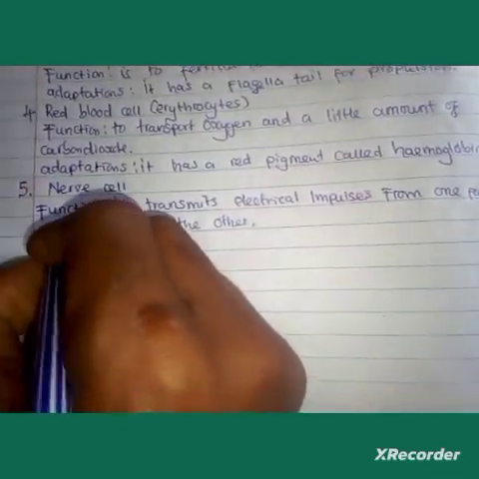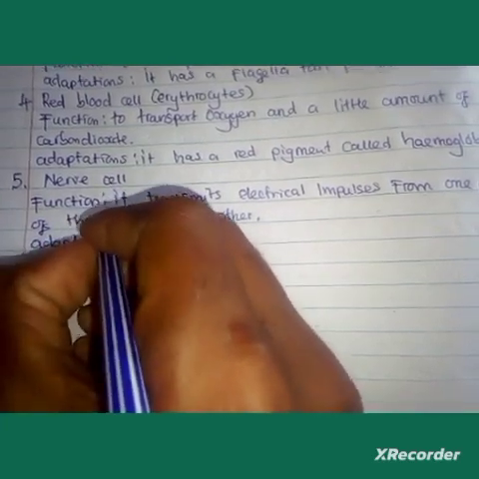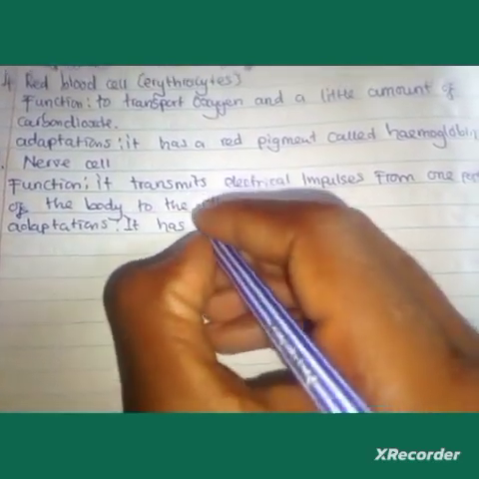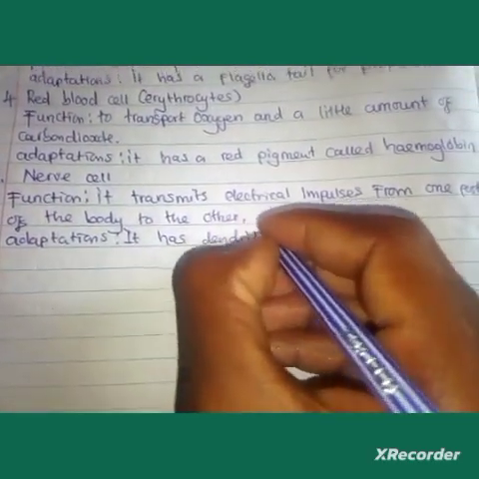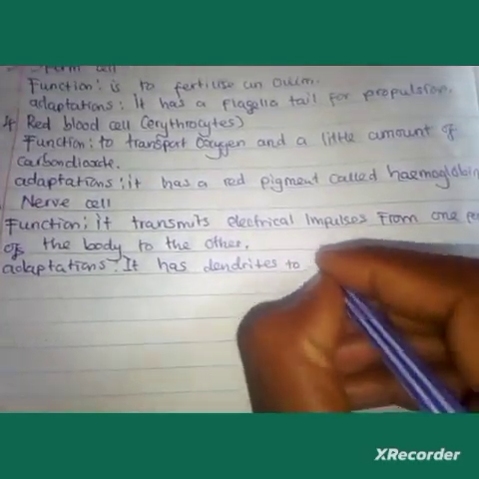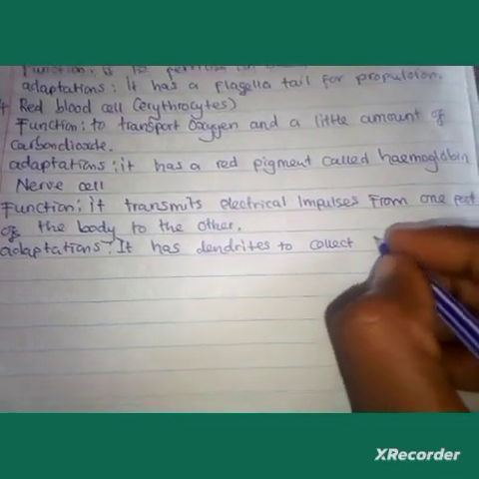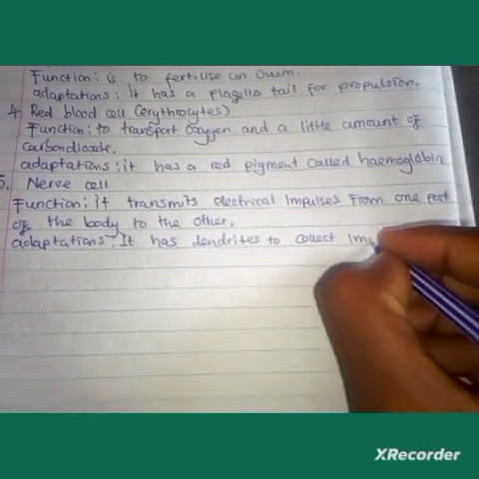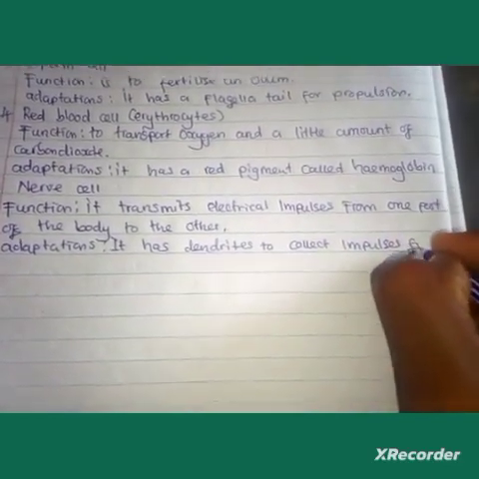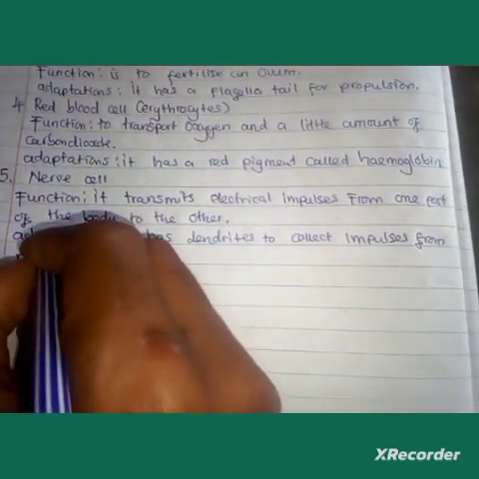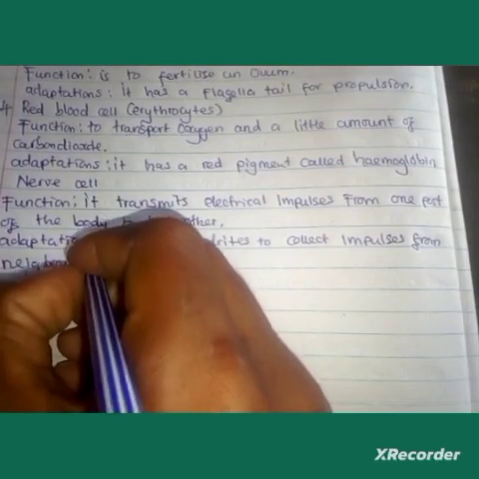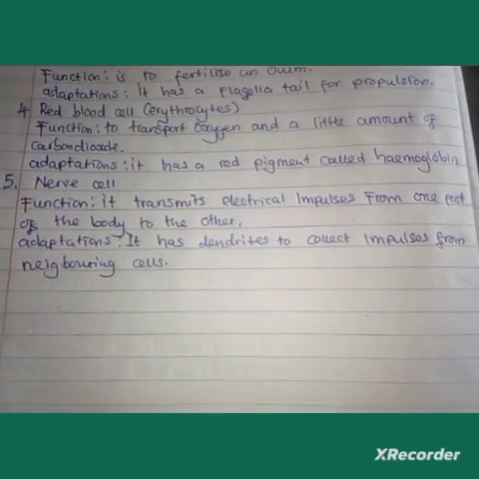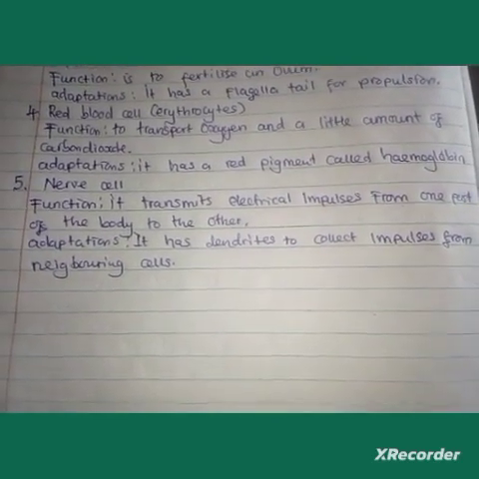Okay, adaptations of the nerve cell. Okay, it has dendrites. It has dendrites to collect impulses from neighboring cells. Okay, yeah, that's the function and the adaptations of the nerve cell.